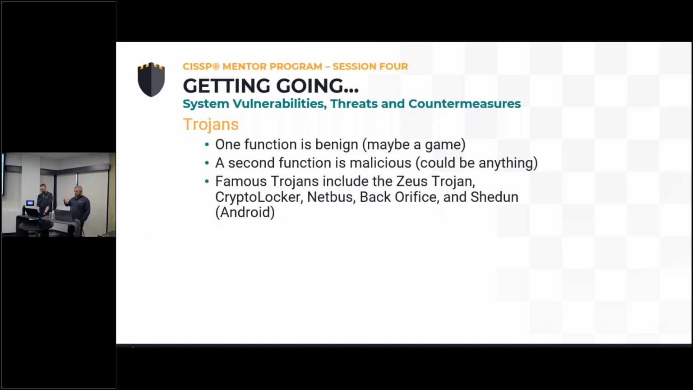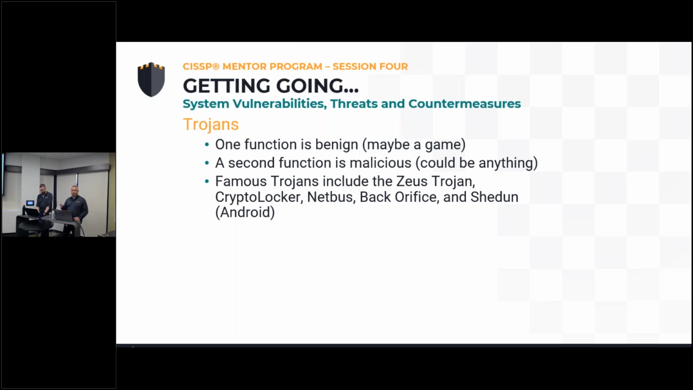Trojans are like the old story, the Trojan horse. They appear to be something else. Usually it appears to be a legitimate program until you execute it, and then it does something. It plants a back door. That's what a Trojan is.